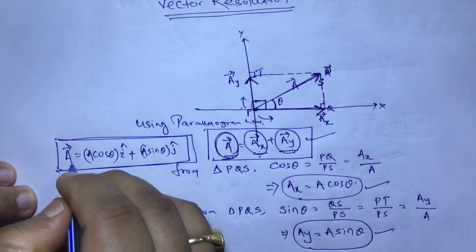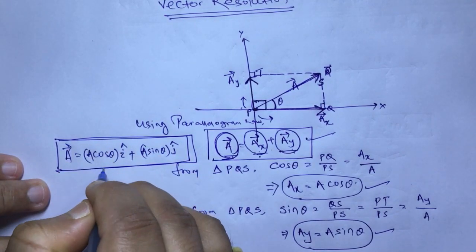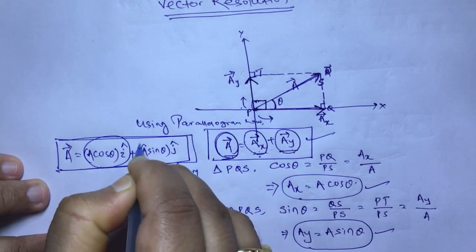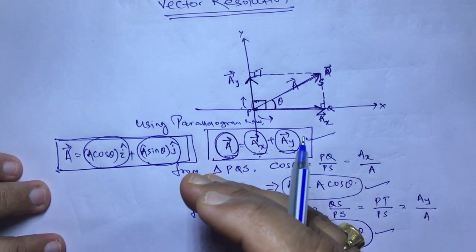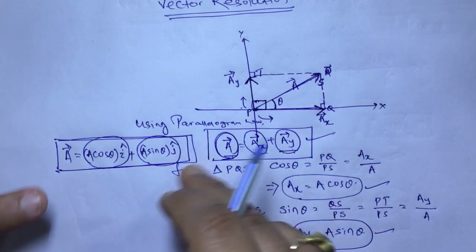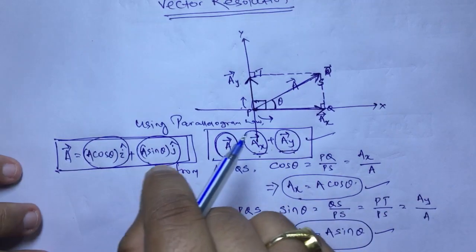It means the a vector is resolved into two components. One component is this and another component is this. This is how you are actually going to resolve the vectors. Now let us understand what this means.